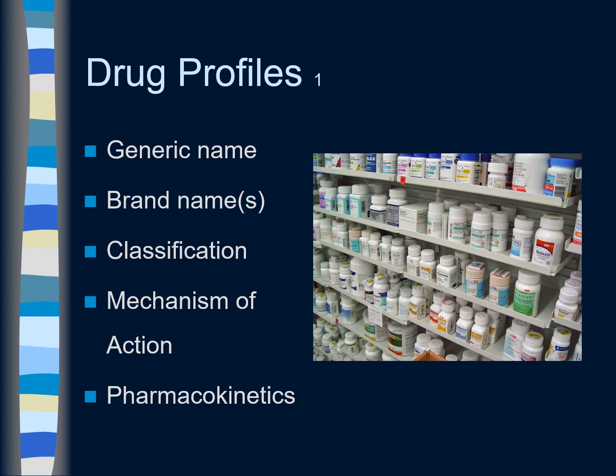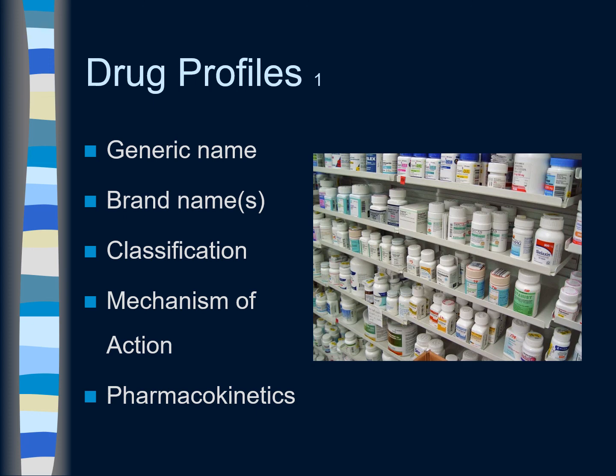A drug profile is an overview of a drug, what it is, how it's called, its name, and all of the information that you might need to know in order to safely administer a drug. Components of a drug profile include the generic name that's assigned by the U.S. government, the brand name that you might see, classification, meaning is it a blood pressure drug? Is it a drug for hypoglycemia or hyperglycemia? Is it a psychotropic drug? Is it an analgesic? So the classification is the general group that the drug belongs to.